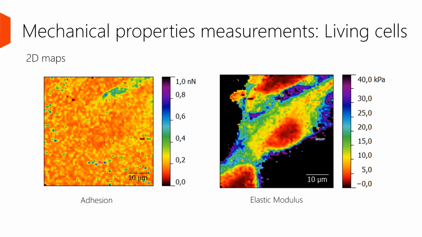So besides doing force curves on single positions, we can perform force curves in a whole matrix to get this kind of force map. For example, in here we can see the adhesion map and the elastic modulus map.